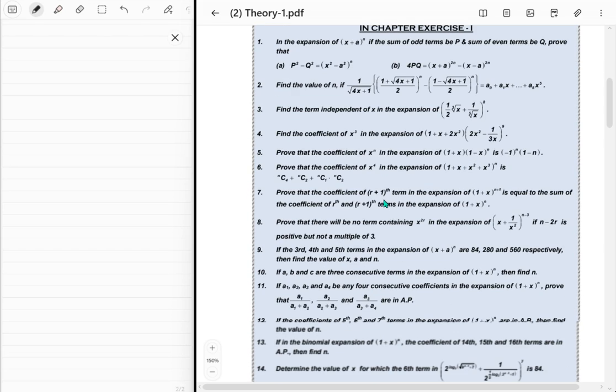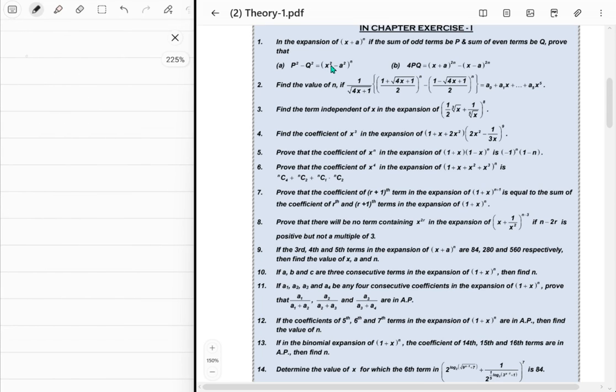Okay, so let's just skip all of this and go to the first exercise. In the expansion of (x + a)^n, if the sum of odd terms be p and sum of even terms be q, prove that p squared minus q squared is equal to (x squared minus a squared) to the power of n. Okay, sum of odd terms is p and sum of even terms is q. So this is not that bad.